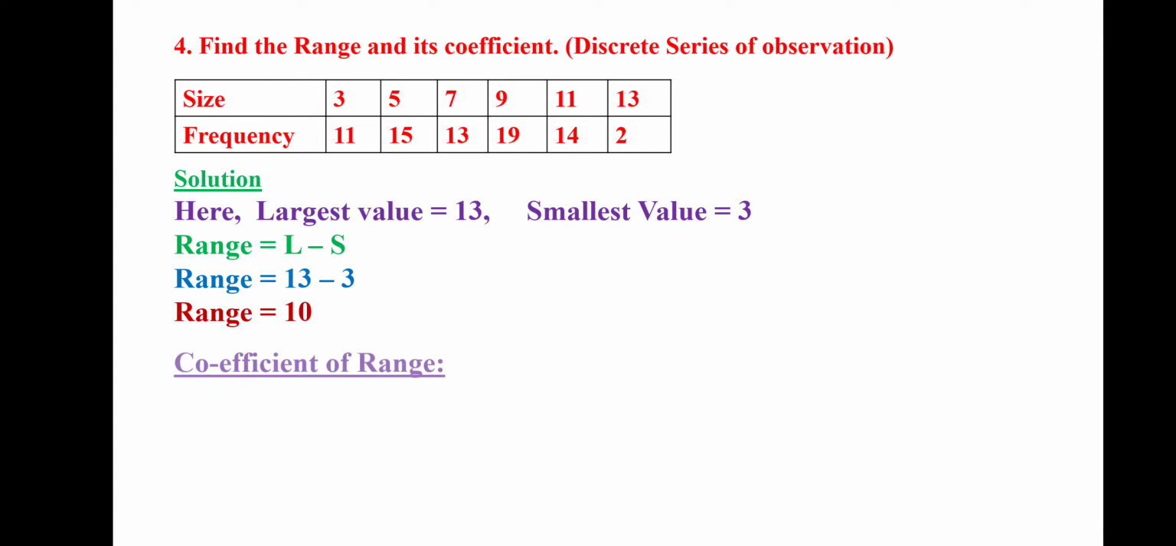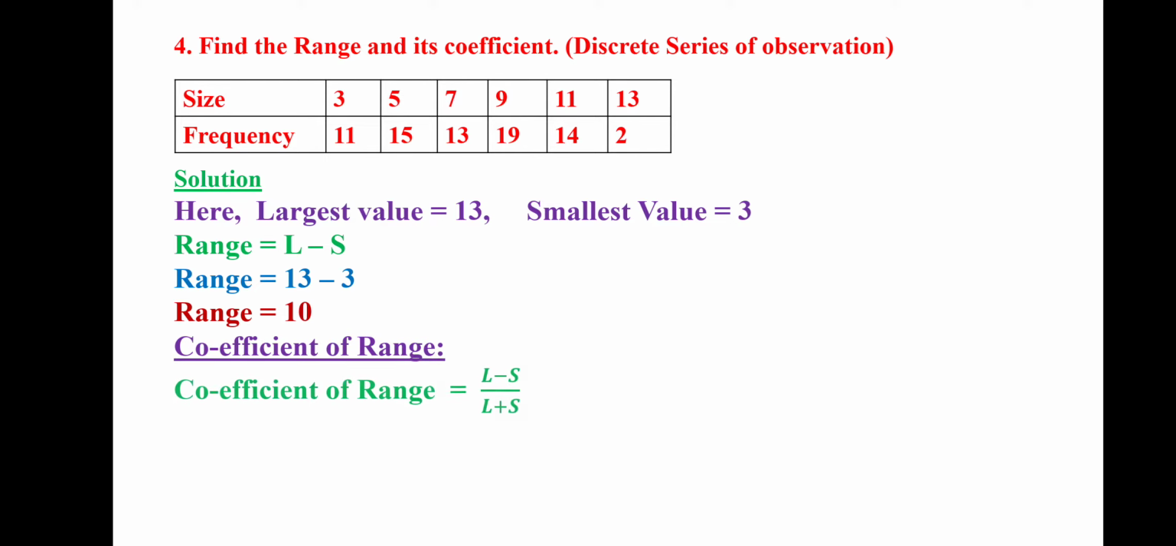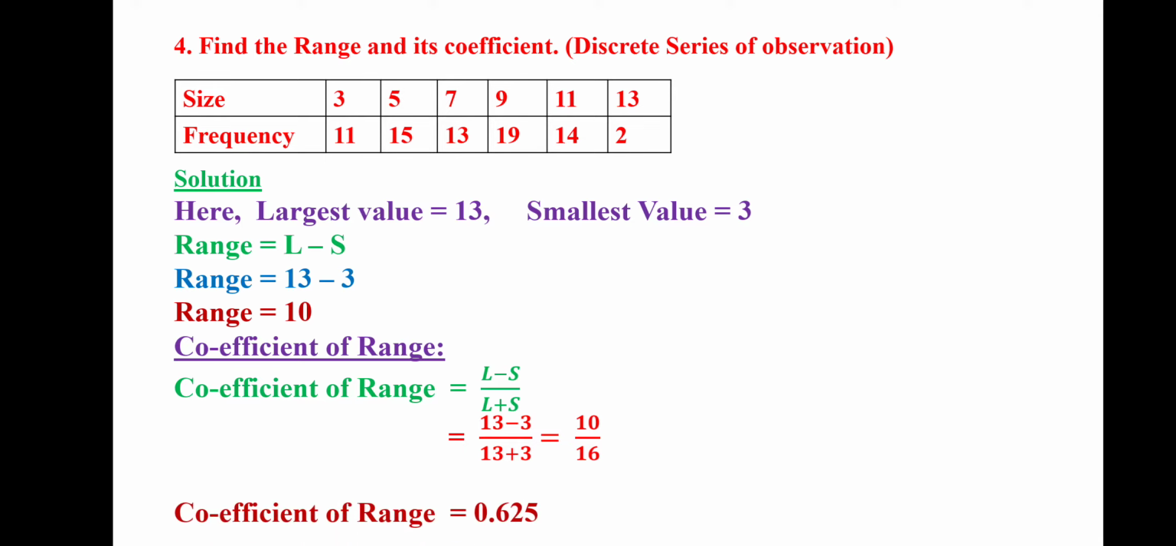Then coefficient of range is L minus S divided by L plus S, that is 13 minus 3 divided by 13 plus 3, equal to 10 by 16. 13 minus 3 equals 10, 13 plus 3 equals 16. So 10 by 16, we will get the value 0.625. This is the coefficient of range.